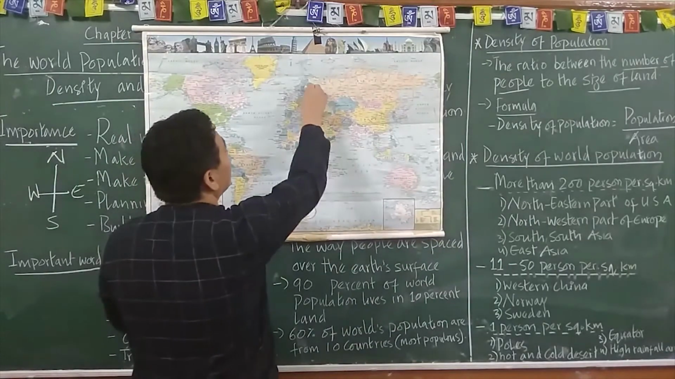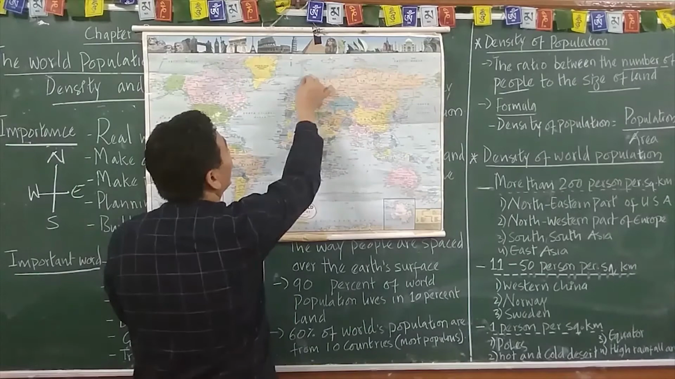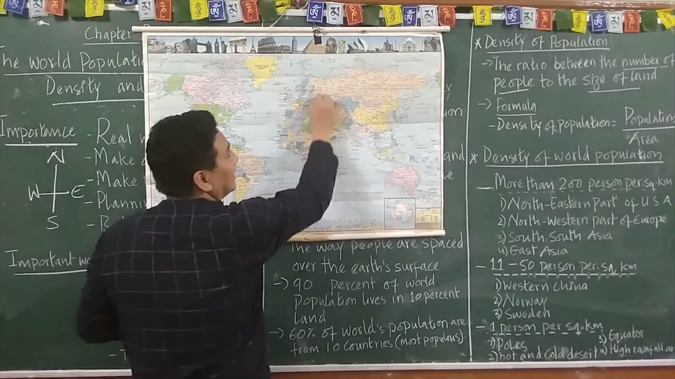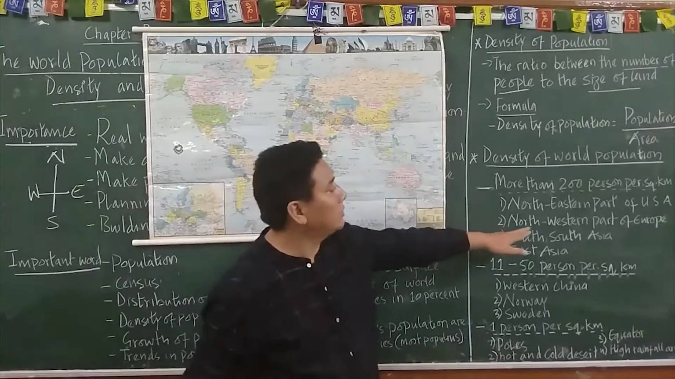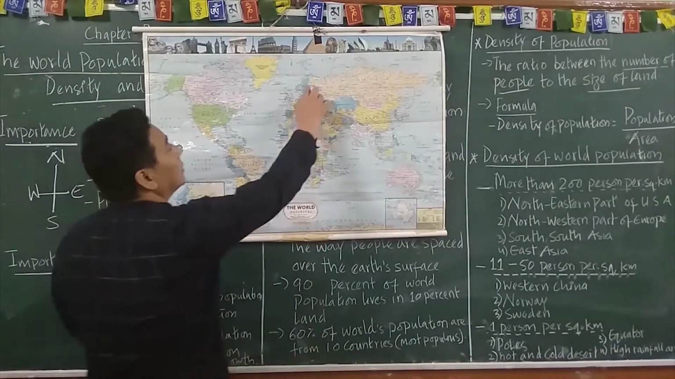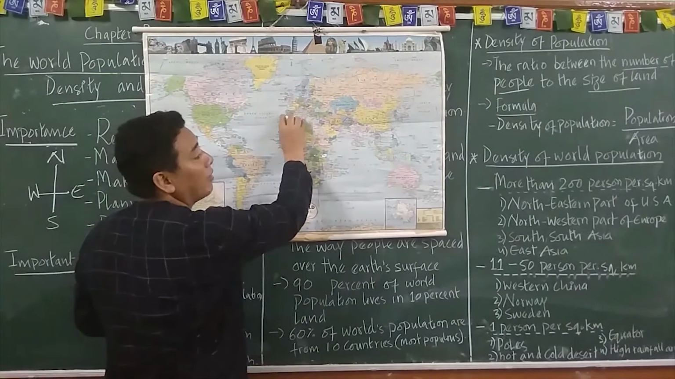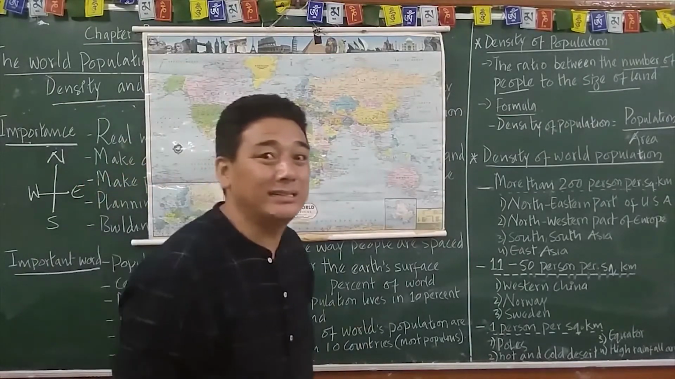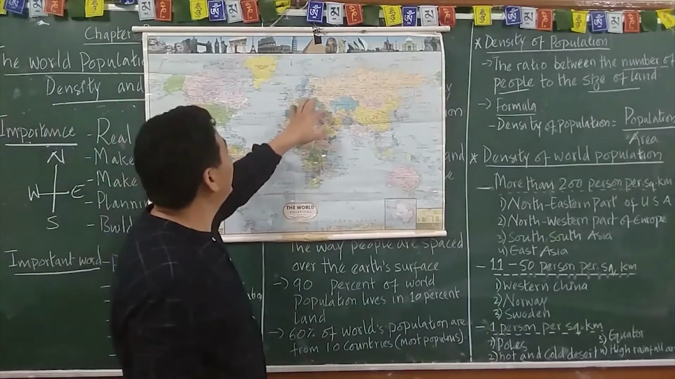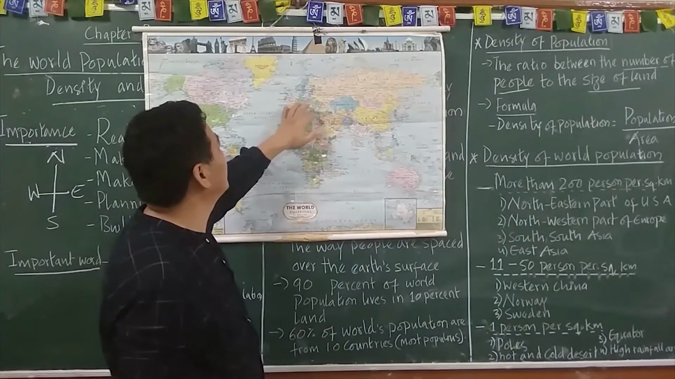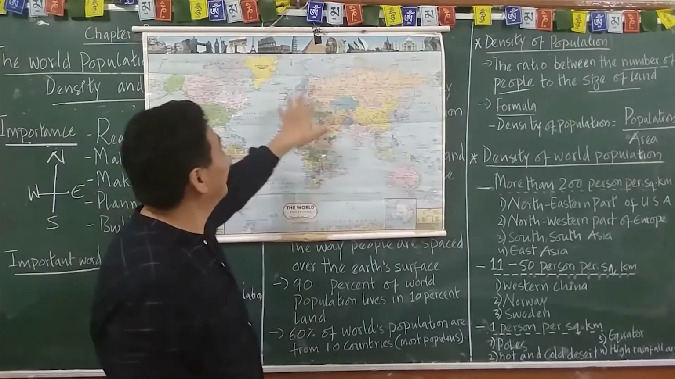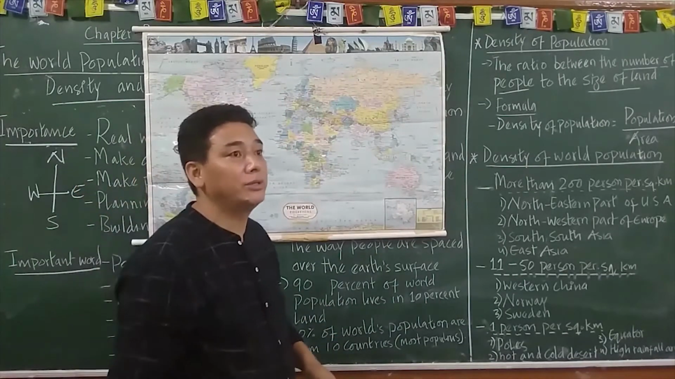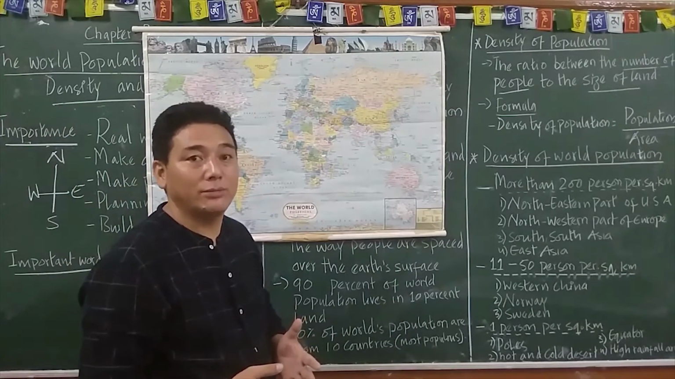Northwestern part of Europe. Let's say these areas are Europe, with north, south, east, and west, and we need to locate the northwestern part of Europe. So this is west, this is north, and what we want is northwestern. These areas include London, the first-mile city. Am I right? And then France, Germany, Berlin, all these important areas fall in these directions. There you will find 200 persons per square kilometer. Is that clear?